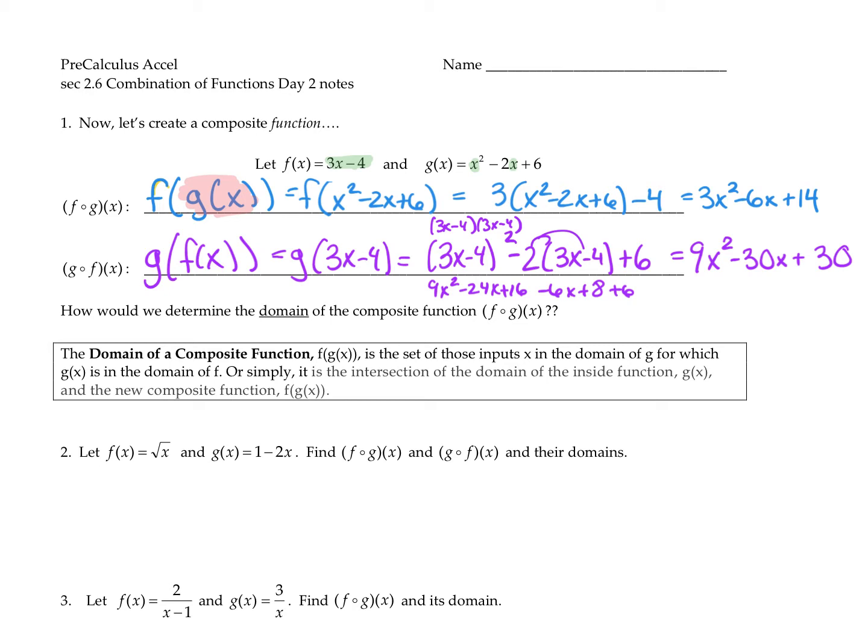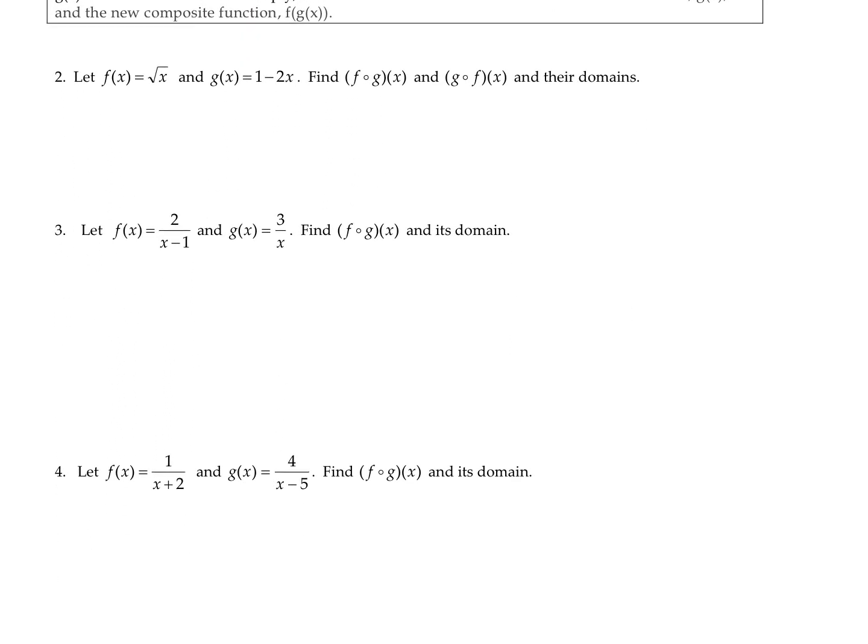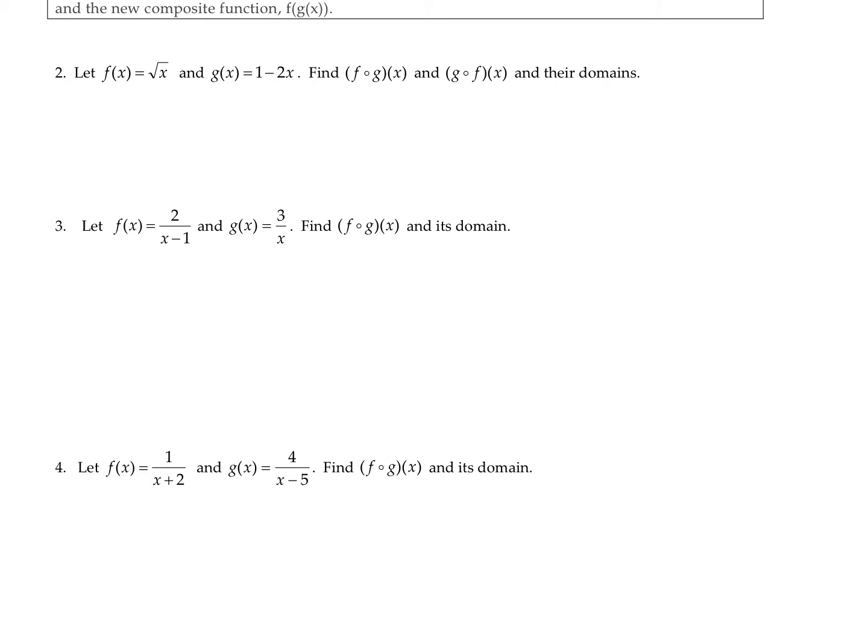So composition of functions, f of g, is the set of inputs in the domain of g for which g of x is in the domain of f. So let's give this a try with some other functions. If I have f of x equals square root of x and g of x equals 1 minus 2x, they want me to find both f of g and g of f and their domains. Okay, so we got a couple things to do.